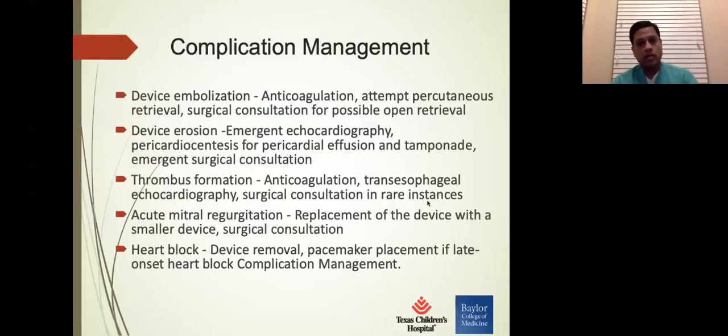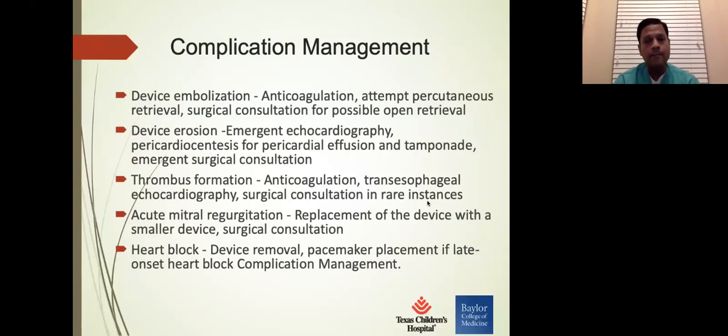The management of complication, if the device embolizes, you have to do anticoagulation, and you can attempt retrieval in the cath lab. If that is not possible, which could be because the device is in the left ventricle, and attempting to retrieve the device from the left ventricle could lead to injury to the mitral valve, in those situations, surgical consultation is probably the best way to retrieve the device and probably close the ASD at the same time.